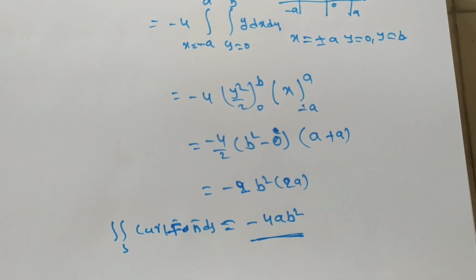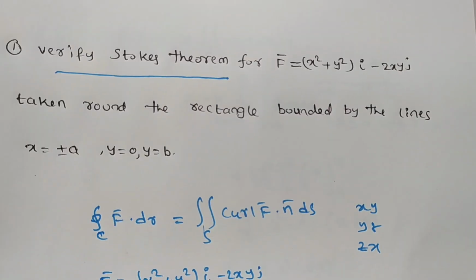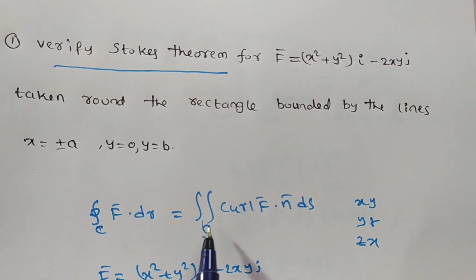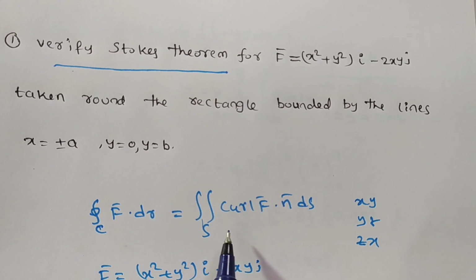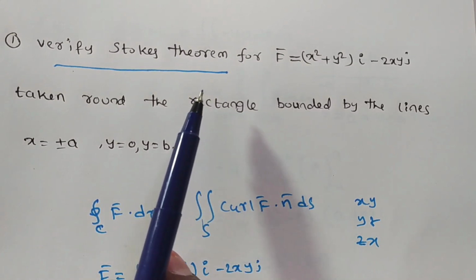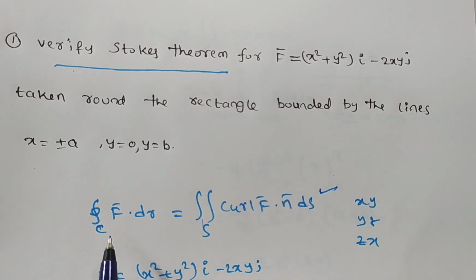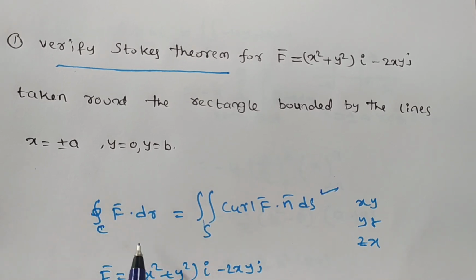If they had given in the problem to only evaluate, then up to this is enough. But what they have given in the problem is verify Stokes theorem. Verify is nothing but you have to prove LHS is equal to RHS. Now we are done with RHS. If only evaluate were given, then RHS is enough. Now we have to prove LHS also, LHS is equal to RHS. So we need to find out the LHS value, that is nothing but the line integral.